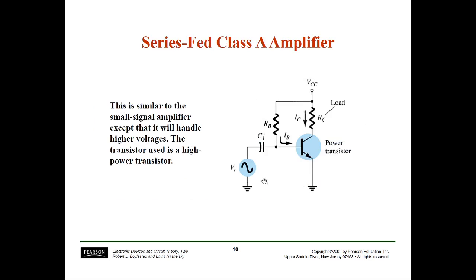This is simple, a fixed bias, or divider biasing technique. RC is my load here. Due to RC, the collector current IC flows, and the base resistance causes the base current IB to flow. We are using a power transistor. This is my input, and here I am taking the output. This is the DC supply, and here Vi is my AC input.